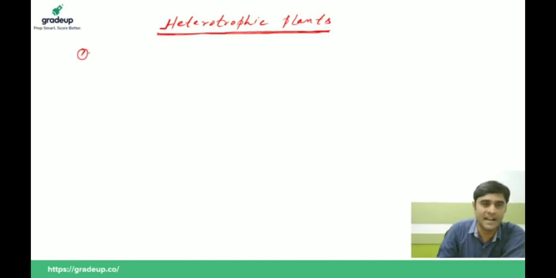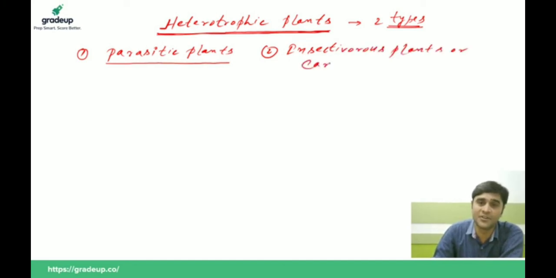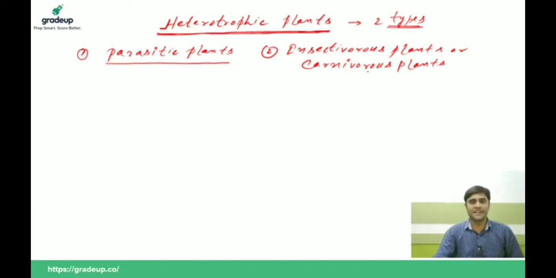You all know that heterotrophic plants are of two types. Tell me the names. The first one is parasitic plants, and the second one is insectivorous plants, or you can say carnivorous plants. Clear? So those plants which obtain their food from other organisms are known as heterotrophic plants, and heterotrophic plants are of two types: number one, parasitic plants, and number two, insectivorous plants.